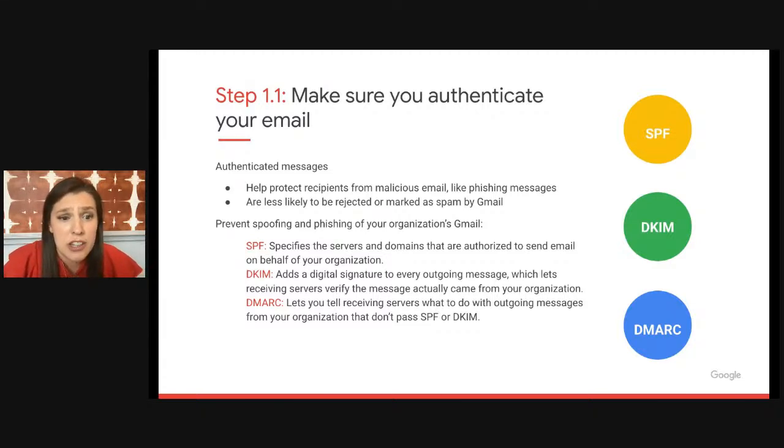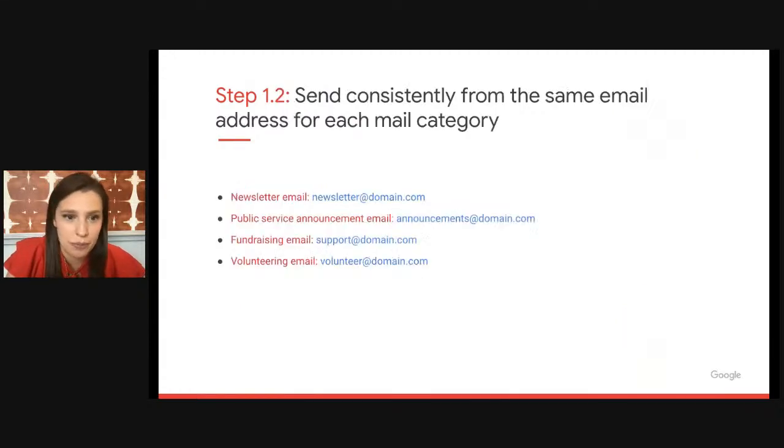DKIM adds a digital signature to every outgoing message. This makes sure that the servers receiving those messages can verify that the message actually came from your organization and it didn't come from someone who's trying to spoof your domain. And then lastly, DMARC lets you tell receiving servers what to do with the outgoing messages from your organization that don't pass SPF or DKIM. SPF, DKIM, and DMARC are all ways that you can authenticate your email and make sure that you are set up for success on your domain. It's not one or the other. We really recommend that you have all 3.